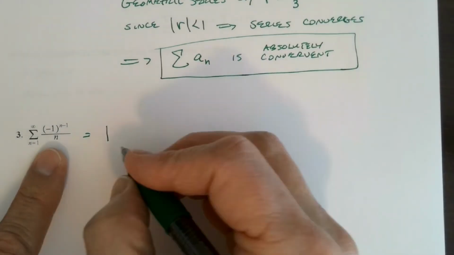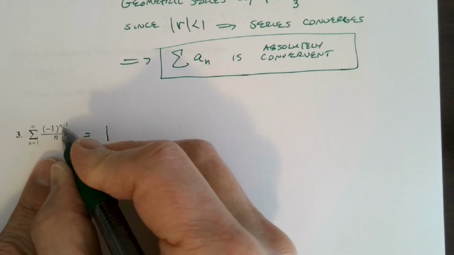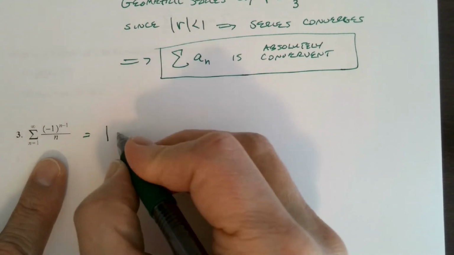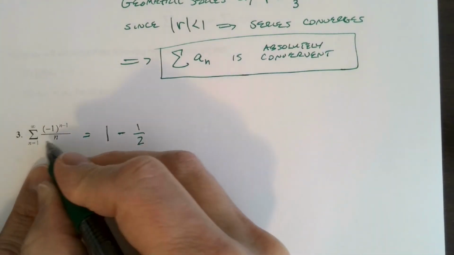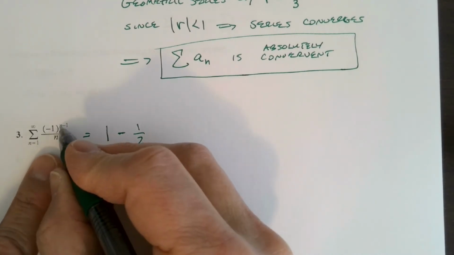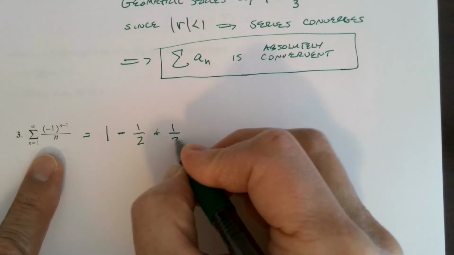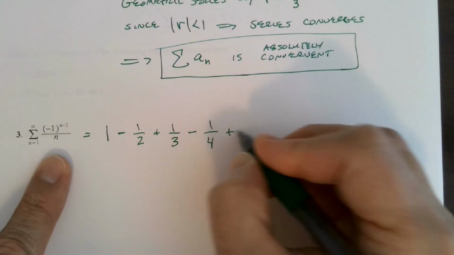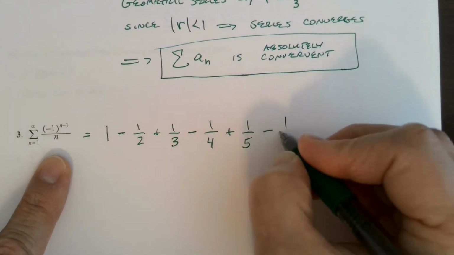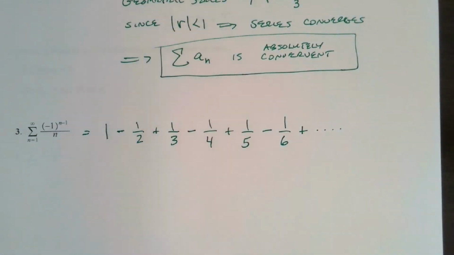When n is 2, the denominator is 2. But here I get negative 1. 2 minus 1 is 1. Negative 1 to the first power is negative 1. So this will be a negative 1/2. And then when n is 3, I get 3 minus 1 is 2. Negative 1 squared is positive. I get 1/3. I think we see the pattern now. Next one will be negative 1/4. Then positive 1/5. Then negative 1/6. And so on. We get this sequence now, our series.